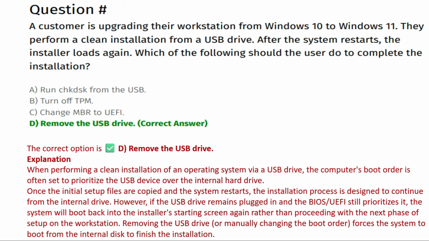And the explanation is, when performing a clean installation of an operating system via USB drive, the computer's boot order is often set to prioritize the USB device over the internal hard drive. Once the initial set of files are copied and the system restarts, the installation process is designed to continue from the internal drive. However, if the USB drive remains plugged in and the BIOS/UEFI still prioritizes it, the system will boot back into the installer starting screen again rather than proceeding with the next phase of setup on the workstation. Removing the USB drive or manually changing the boot order forces the system to boot from the internal disk to finish the installation.